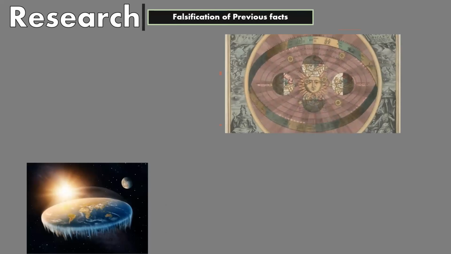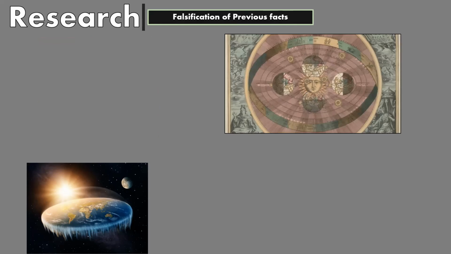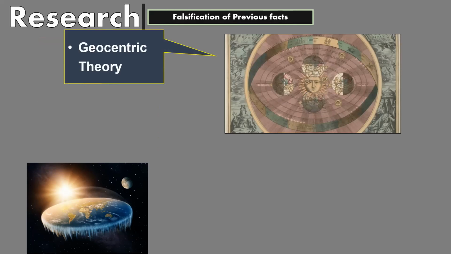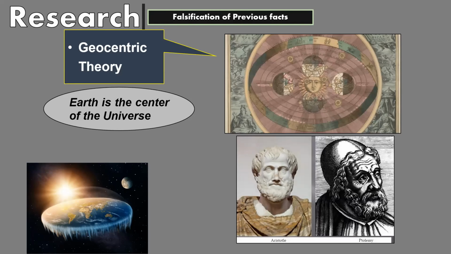That is right. Research could be done to verify the truthfulness of a fact or a current truth. That includes physics, astronomy, geology, and even history. Let us have 4 definite examples of these. Our first 2 examples are the geocentric theory and the flat earth theory. Both theories were accepted as true in ancient times, especially the geocentric theory. This theory stated that the Earth is the center of the universe. Our ancient philosophers like Ptolemy and Aristotle believed in this theory.